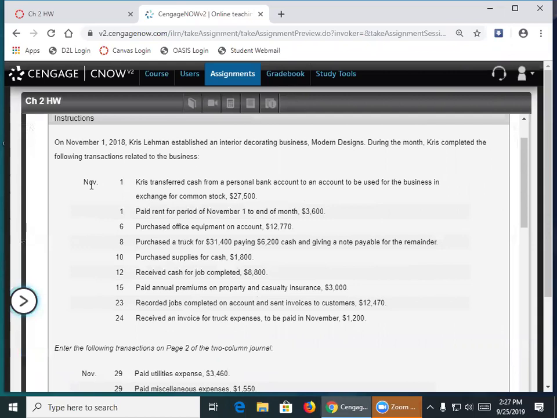November 1st, Chris transferred cash from a personal bank account to an account to be used for the business in exchange for common stock, $27,500. So what two accounts are being affected there? Good. Cash and common stock. Well, cash is doing what? Increasing or decreasing?